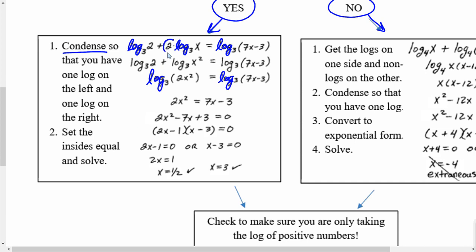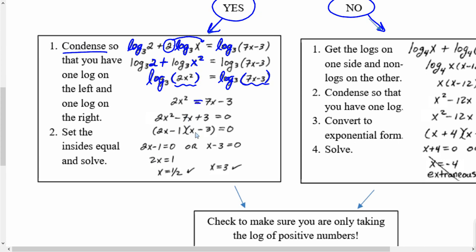Back to my original equation, the 2 that was out in front of this log could be brought up into the exponent. Then I have 2 logs that have been added that can be condensed into the product of 2 times x squared on the inside. Now I'm down to the point where I have the log of something equals the log of something else. If that's the case, then the insides must be equal. So I have 2x squared equals 7x minus 3.